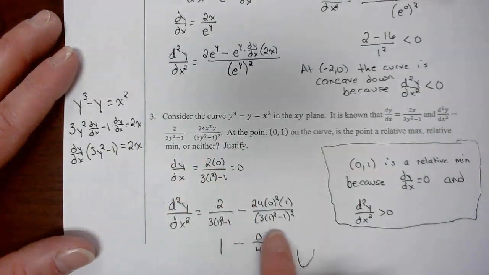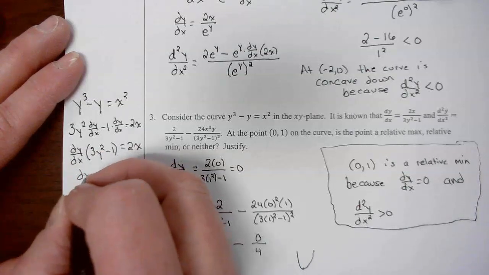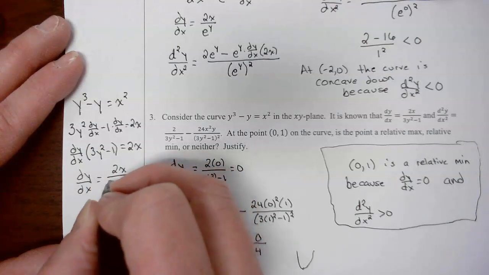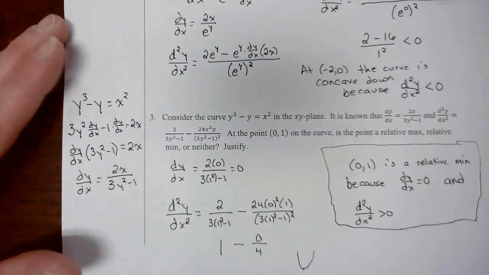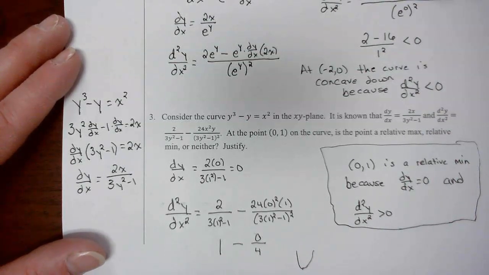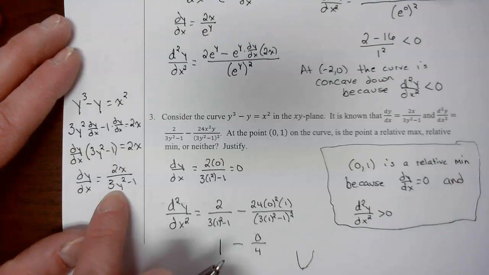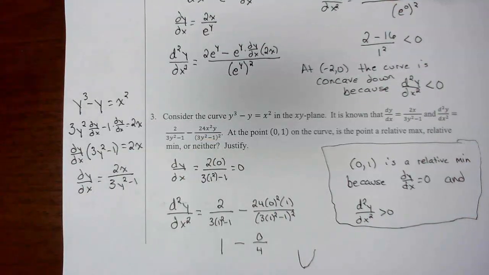This is just a number. Remember when we plugged in, it's just a number. So to solve for dy dx, I would just divide each side by that parentheses. And I got that. Now I invite you, if you want to challenge yourself, to take the derivative of this and see if you can make it look like that. So pause the video and try it.